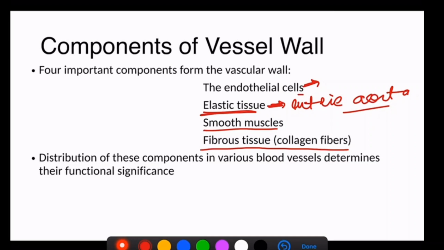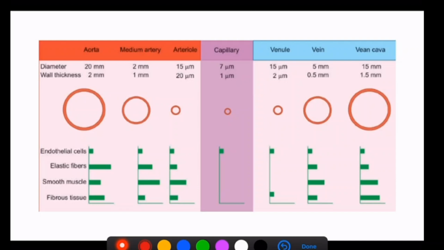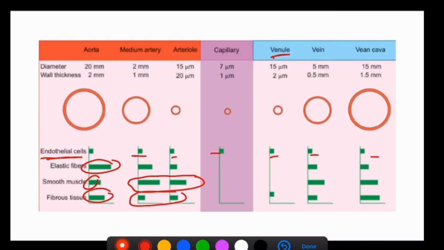The distribution of these components in various blood vessels determines their functional significance, as I described. And here you can see in the diagram, the aorta and all vessels have endothelial cells, but elastic fibers are absent in capillaries and venules. And smooth muscles are also absent in capillaries and venules. Elastic fiber is more in the aorta than the smooth muscle and fibrous tissue. But in medium arteries and arterioles, the smooth muscle component is more. That's why arterioles and medium arteries provide maximum resistance to blood flow. And the fibrous tissue, here you can see the fibrous tissue component.